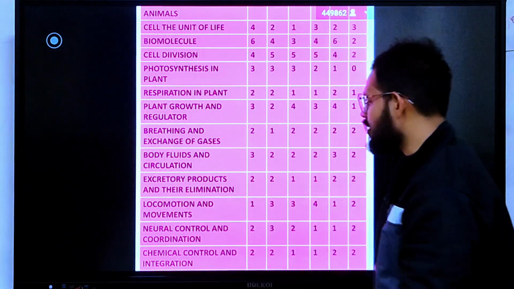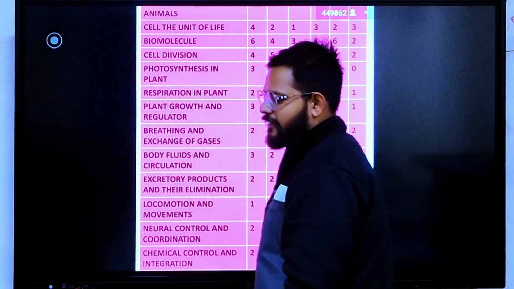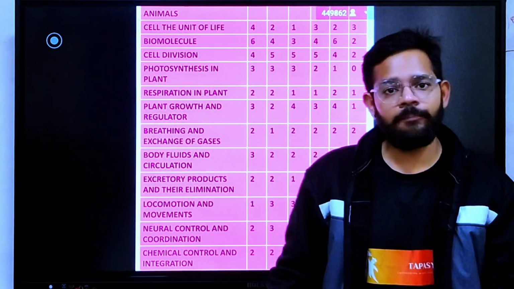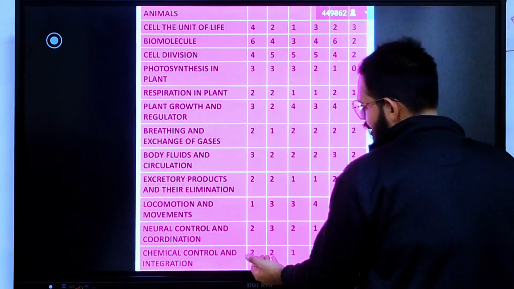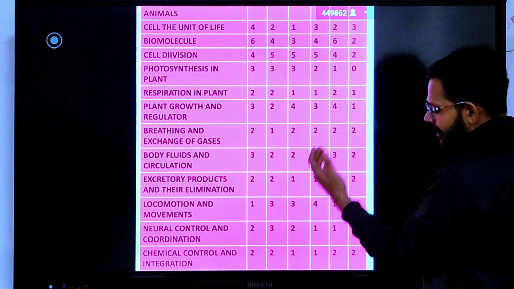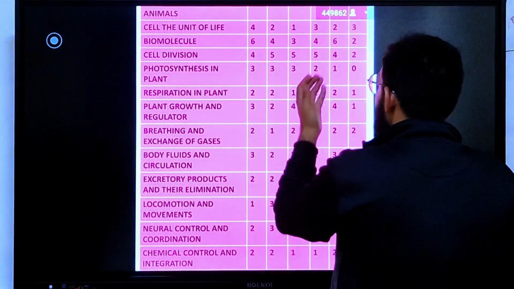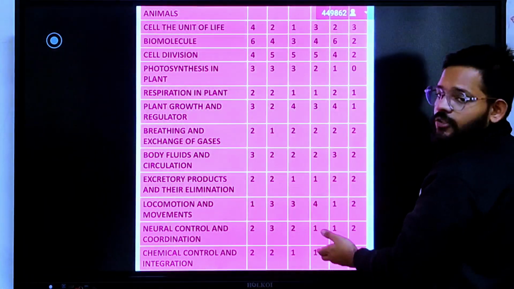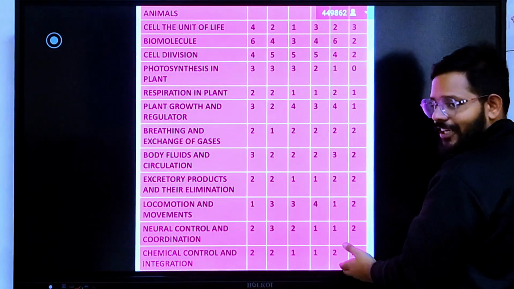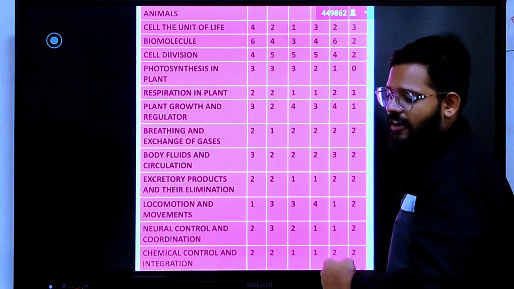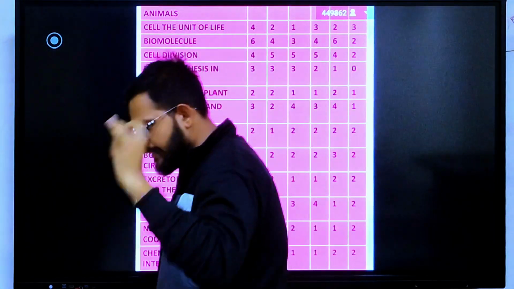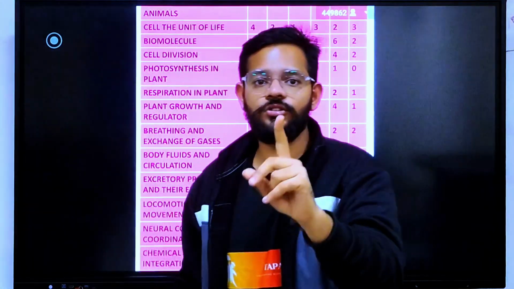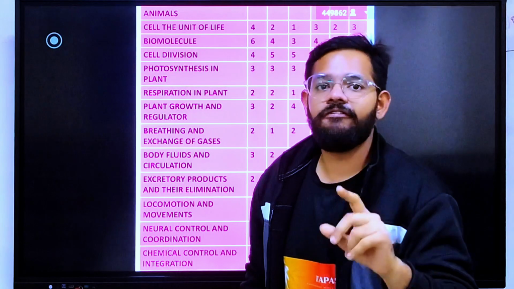Then we have chemical coordination and integration. Your hormone chapter: insulin, thyroxine, testosterone, estrogen, pituitary gland, hypothalamus, all these things. Last year you have two questions from this chapter. In 2023 you have two questions. In 2022 you have one question. In 2021 you have one question. In 2020 you have two questions, and in 2019 you have two questions. So maybe this year this chapter will give you two questions or one question in NEET 2025.